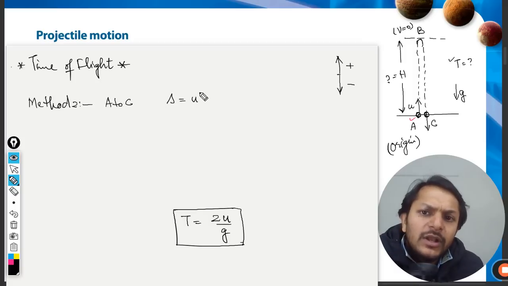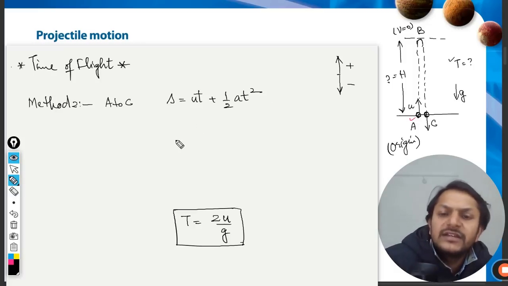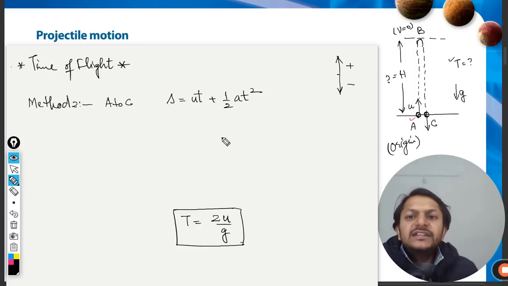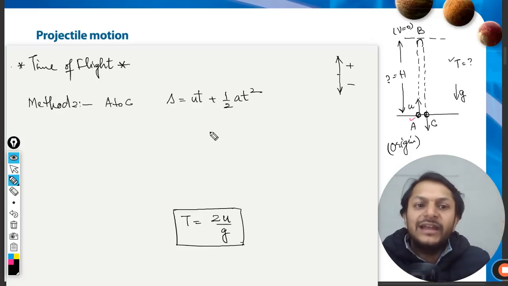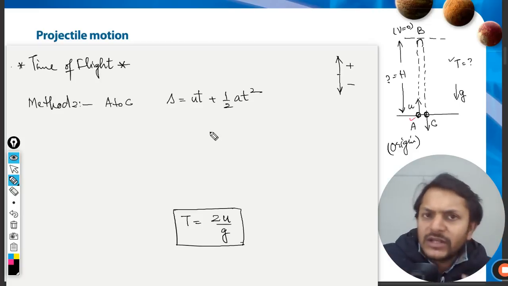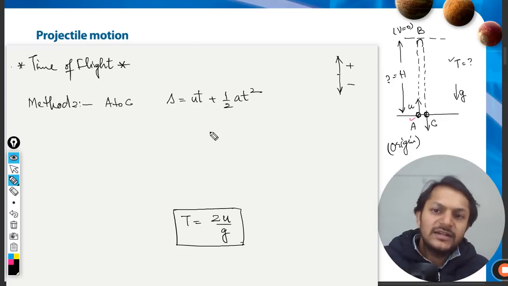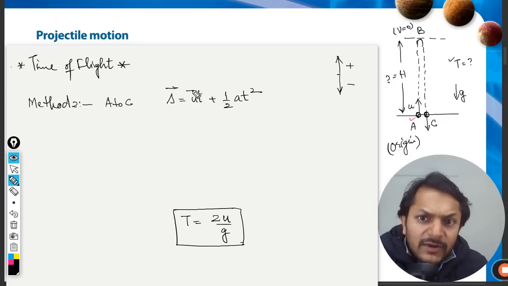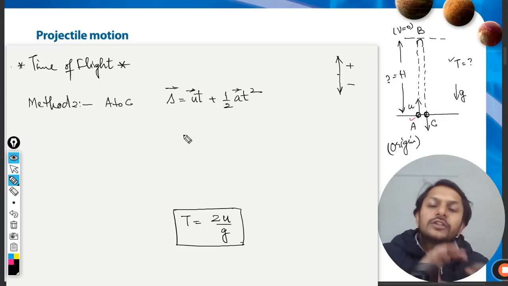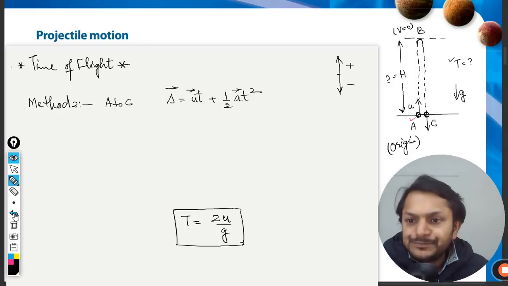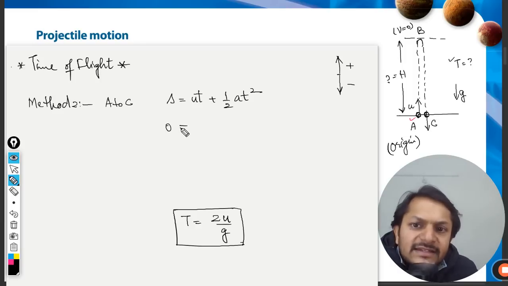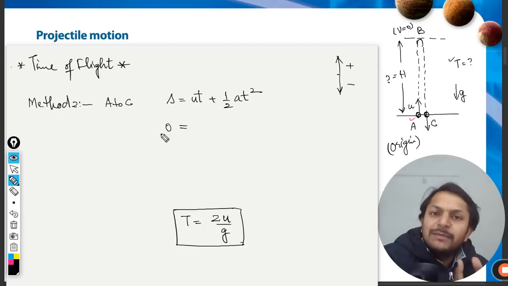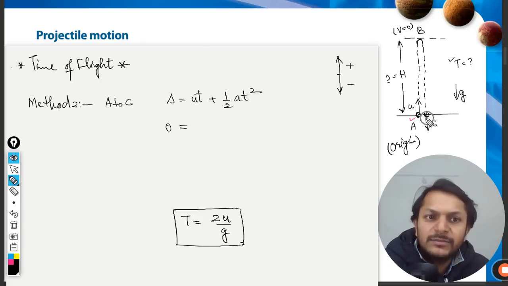And I apply the formula S is equal to UT plus half AT square. Let's see. Now, what is the total displacement if the body is coming back to the point it started from, A, and is now reaching back to A? What is the total displacement? See, these are vector quantities, which is why we can even apply it to the total journey. Anyways, the total displacement will be taken as 0 because it has reached the same point. A and C are basically the same point.